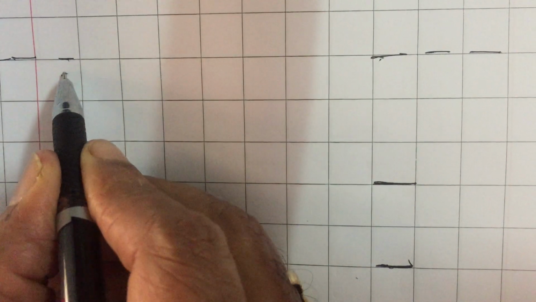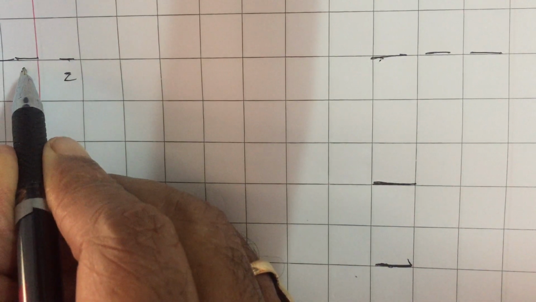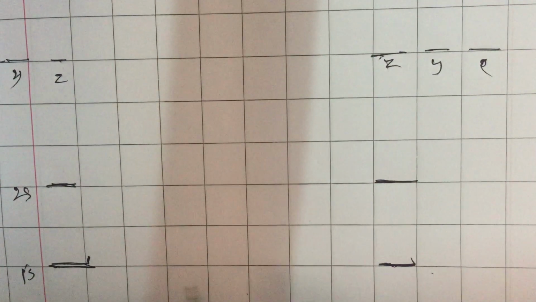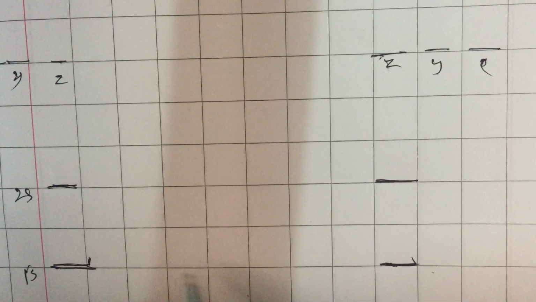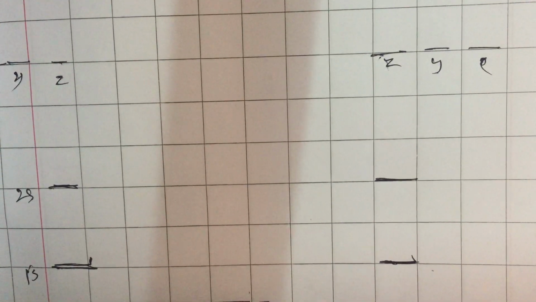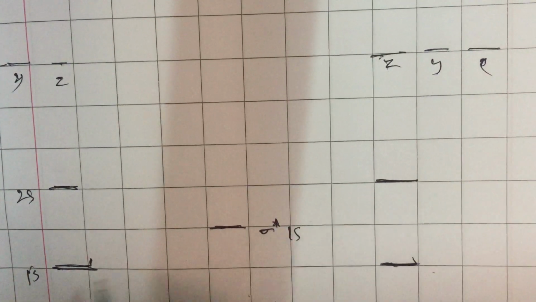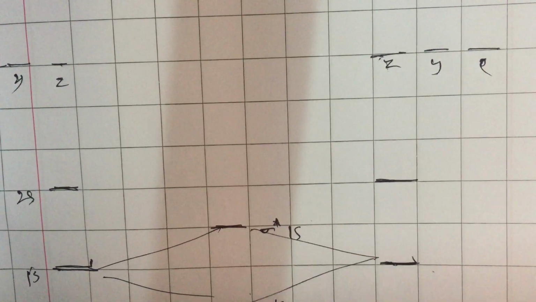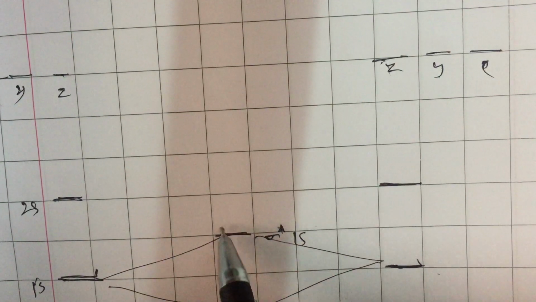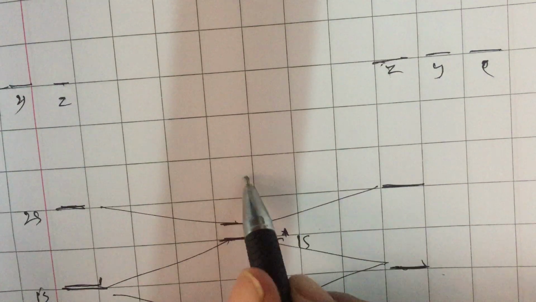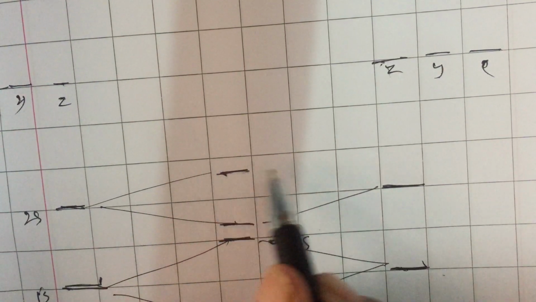1s, 2s, 2p, z, y, x, z, y, x. Let's write like that. When these two combine, due to linear combination, I am getting sigma 1s, sigma star 1s. You can show that they are formed by this. Similarly, when these two combine, sigma 2s, sigma star 2s.